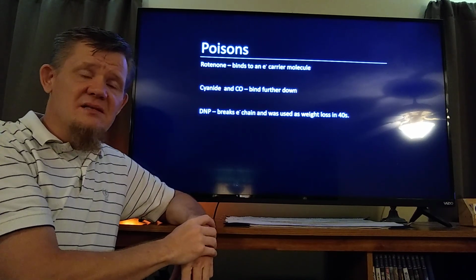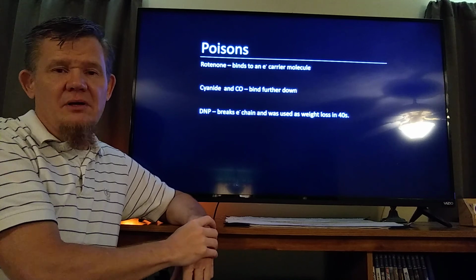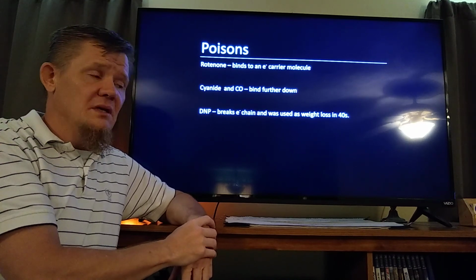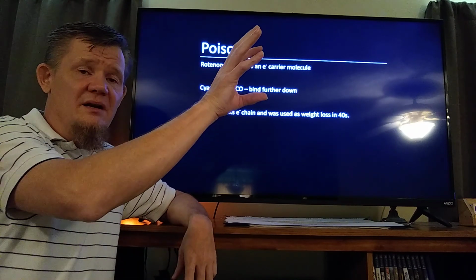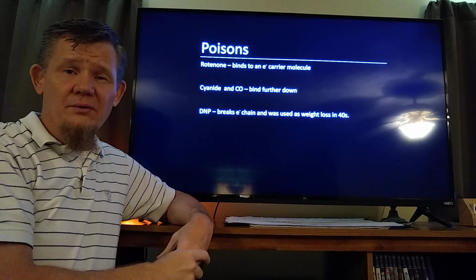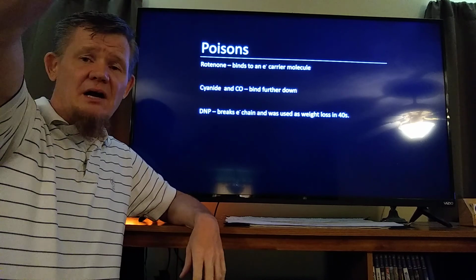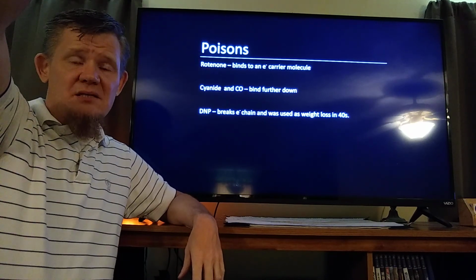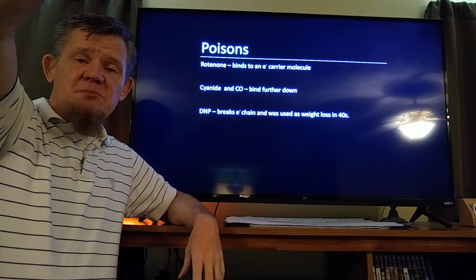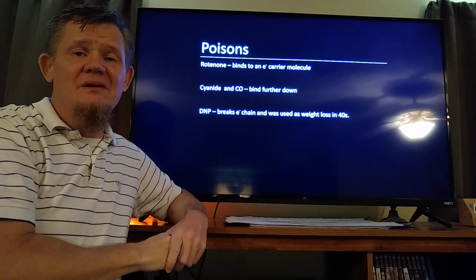If it's a narrow space, it doesn't take many of them to make them feel crowded. Because of diffusion, if we have a lot of something in one area and not much of it somewhere else, what do they want to do? They want to go from where there's a lot to where there's not much. So those crowded hydrogen ions want to get out of that narrow space. And the way they get out is by pushing through a molecule called ATP synthase.